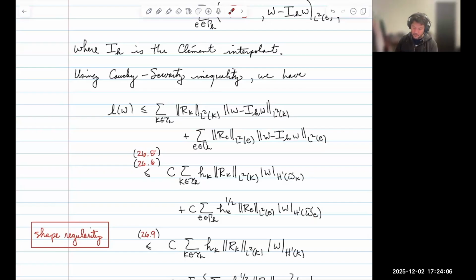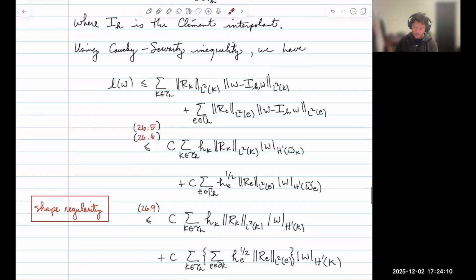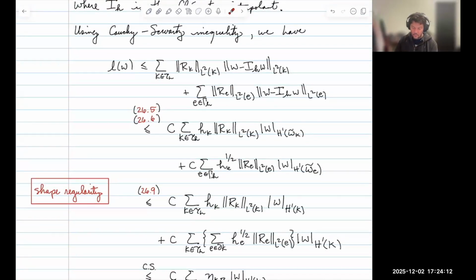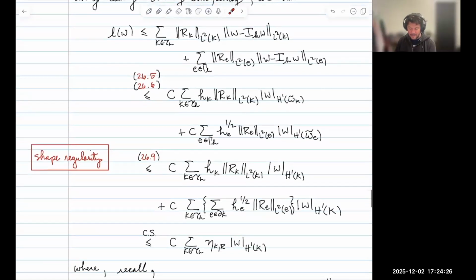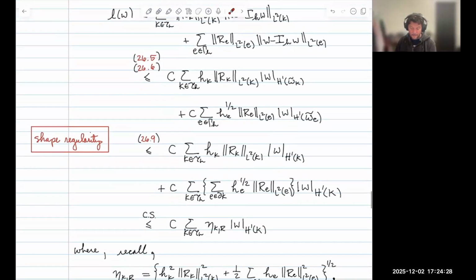Okay, but both of them were H1 seminorms. And the constants that we're getting and the sizes of the H's are coming along with those error estimates. The constants I can bring out to the front because those constants were completely independent of the triangle that I was working on. Now I'm going to use shape regularity.